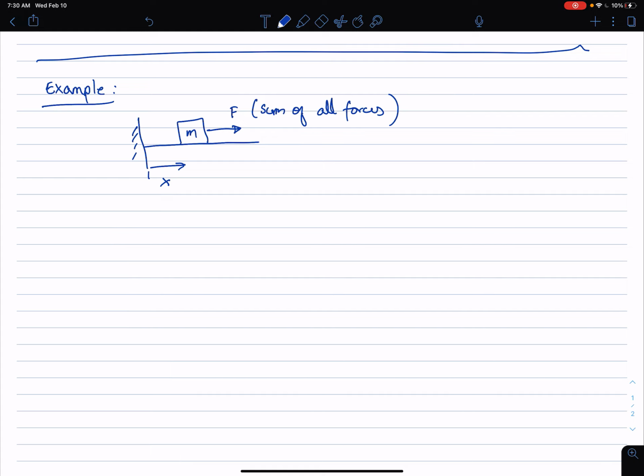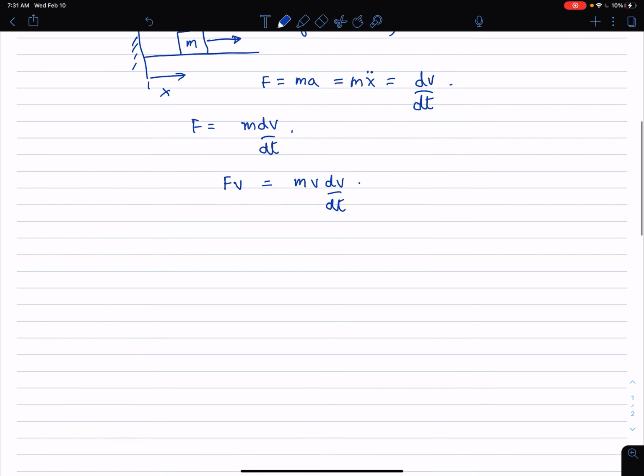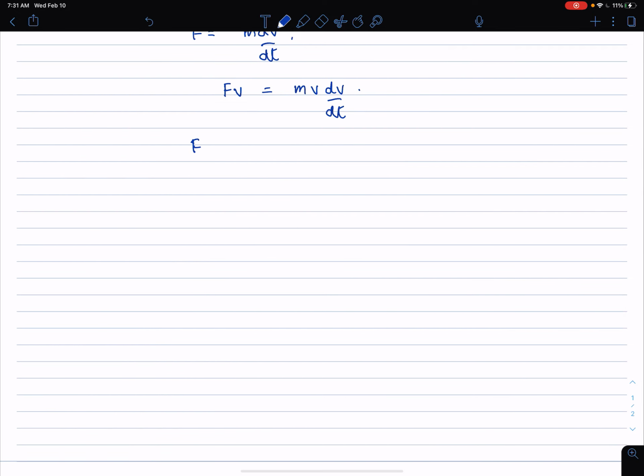And of course, for the system, we have F equals ma, or F equals m x double dot, which is a, or F equals m dv/dt, where v is velocity, x dot. Okay, so we have F equals m dv/dt. We can integrate this equation on both sides, but that's sort of not what we want to do here, it turns out. We try the following trick. We multiply both sides by v, m v dv/dt, and then try to integrate both sides. So, we say F v dt equals m v dv, and then integrate both sides.